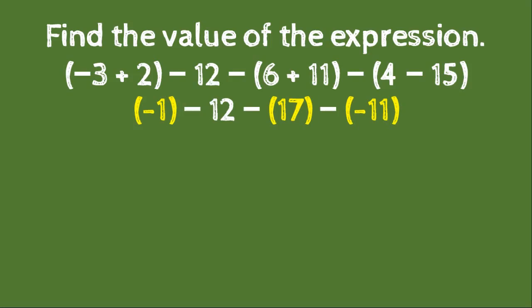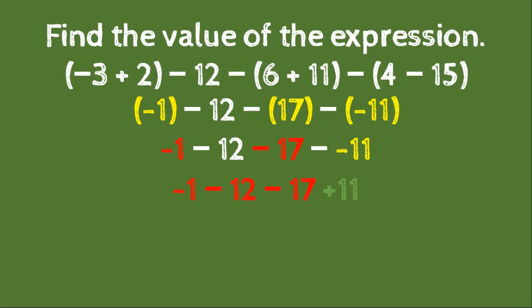Then we have minus 12 minus another parenthesis, so we have to do that parenthesis. 6 plus 11 equals 17. Minus another parenthesis, which is 4 minus 15, and 4 minus 15 equals negative 11. After that, we can just simplify. We take away the parentheses, and it's minus 1, minus 12, minus 17, minus 11.